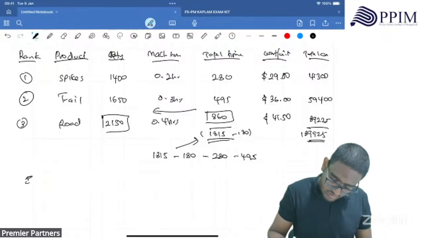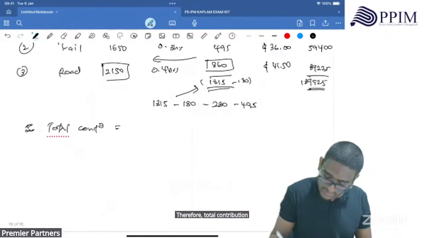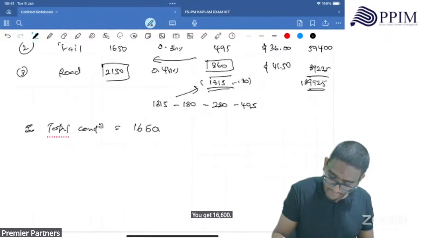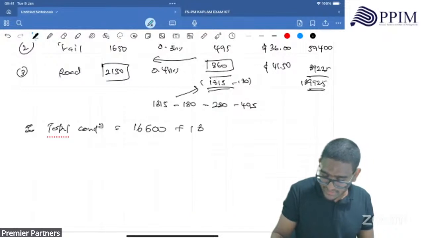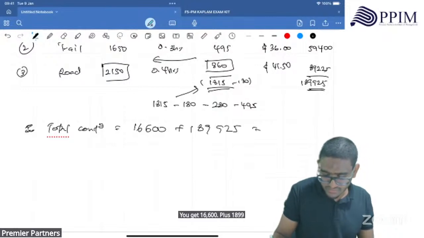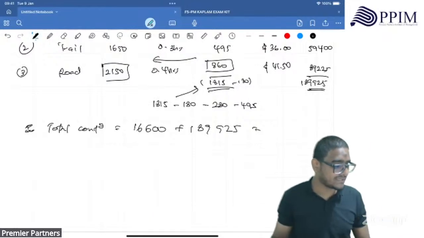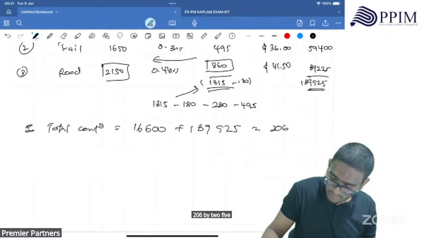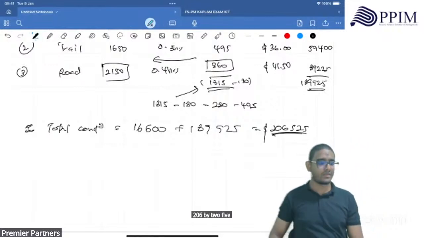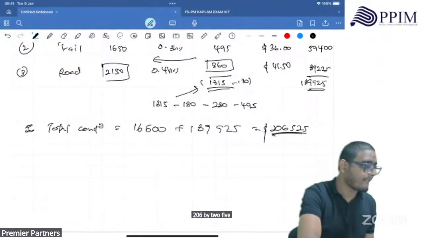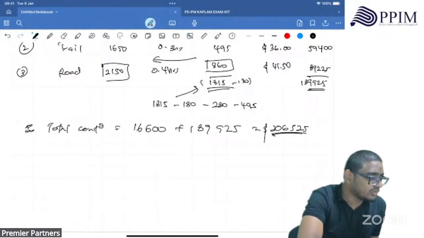So therefore, total contribution, you get 16,600 plus 189,925, which is 206,525. Right. Now work out part 2.